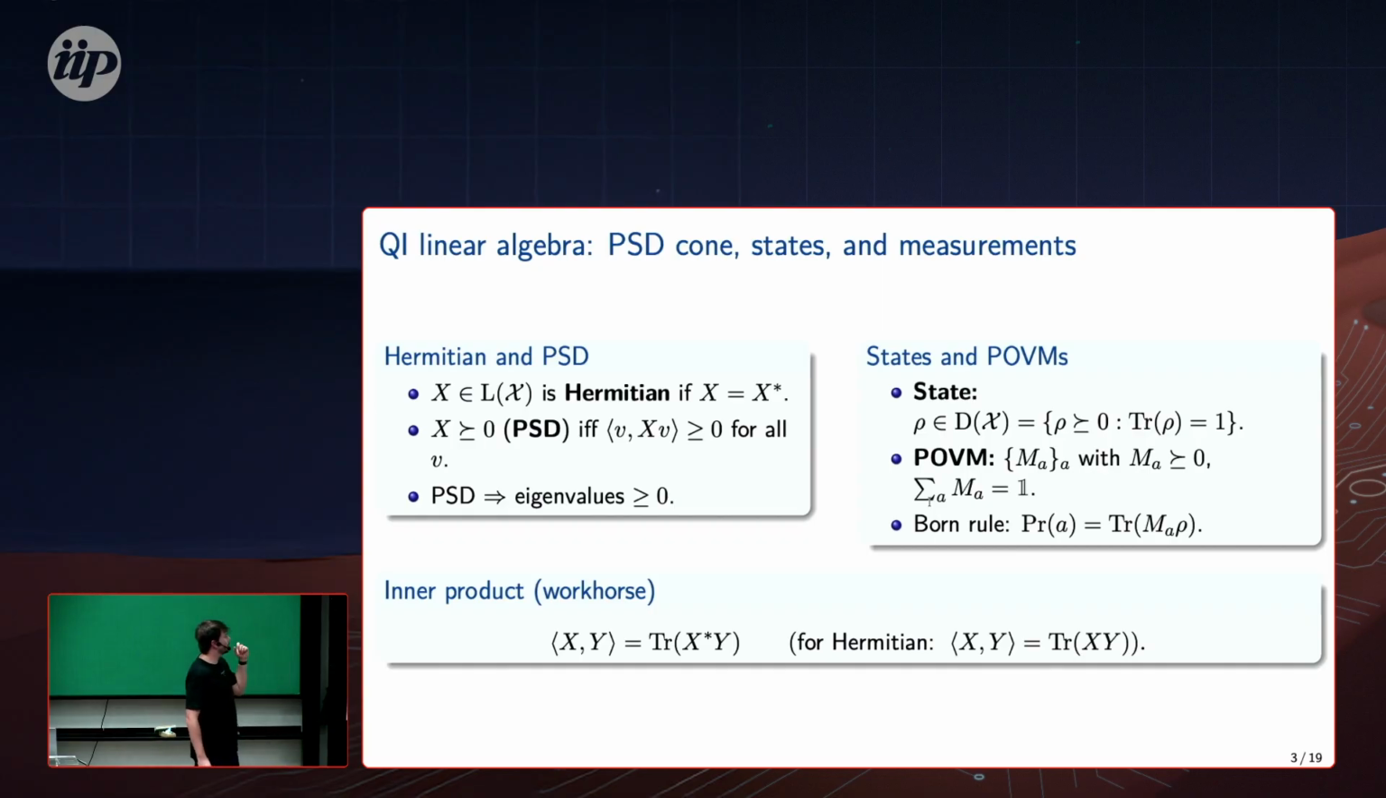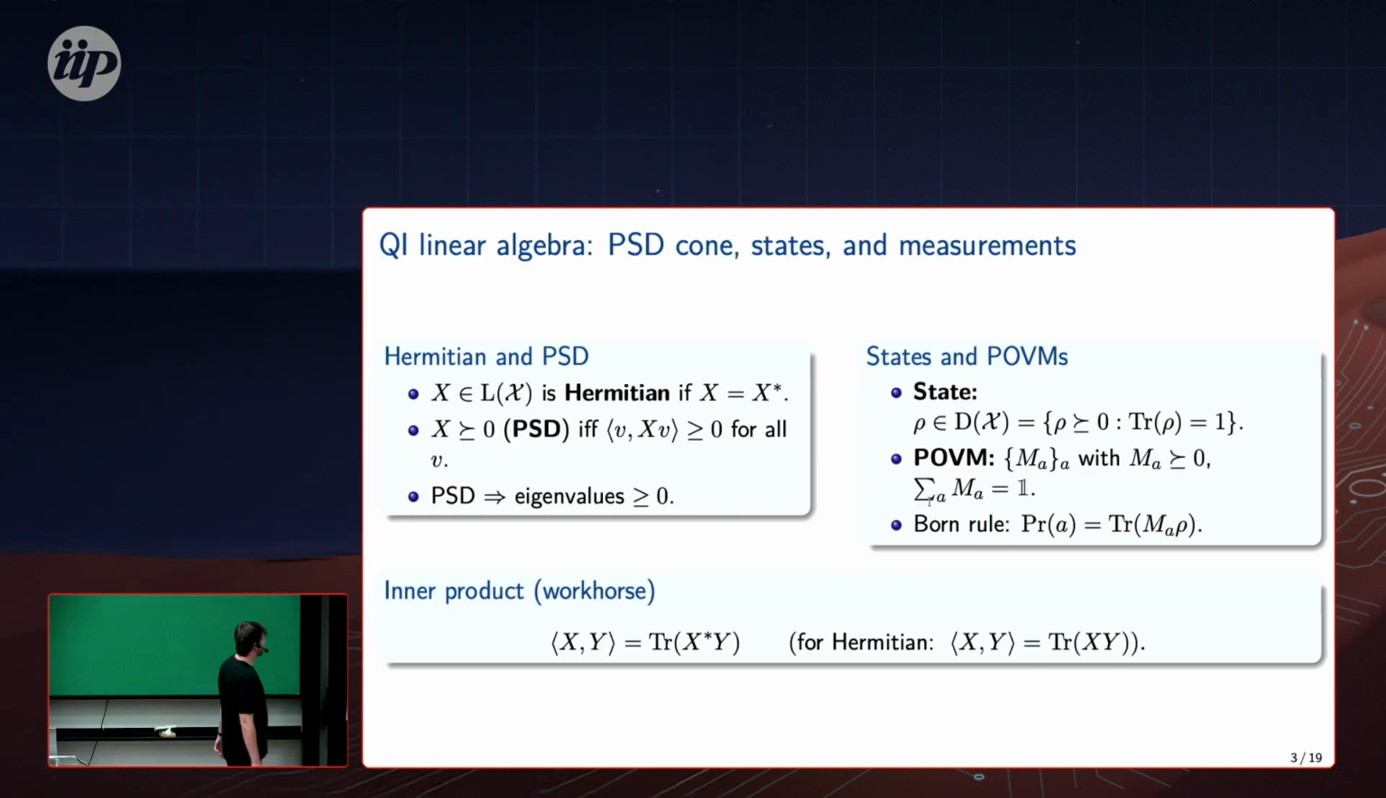Okay, so first of all, if x for me, like this calligraphic x, is also always going to be some finite dimensional Hilbert space, and I'm going to denote by L of x the matrices on that Hilbert space. We're going to call a matrix Hermitian if it's self-adjoint, and something that is going to be central for what we're going to talk about later is a definition of positive semidefinite matrices, right?